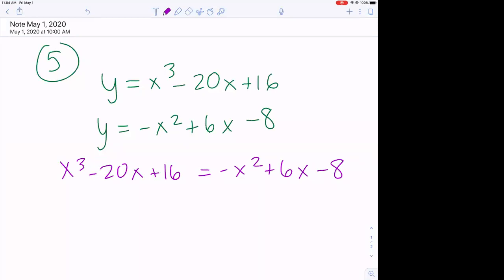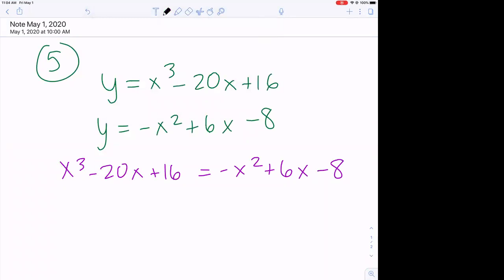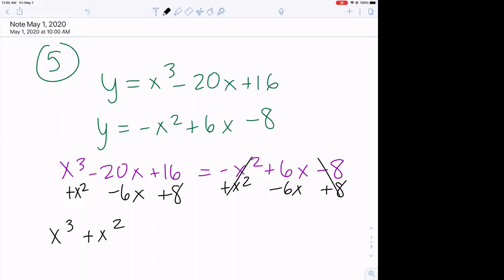This is where you would basically move everything to the same side, because until you can move everything to the same side, you don't have a chance of factoring it or different things like that. So I always like to leave the biggest thing positive. So I'm going to add the x squared over here. So the x cubed stays positive. And I'm going to minus the 6x, minus 6x. And then I'm going to add the 8. So I'm going to get x cubed plus x squared minus 26x plus 24. Is that what you guys get?